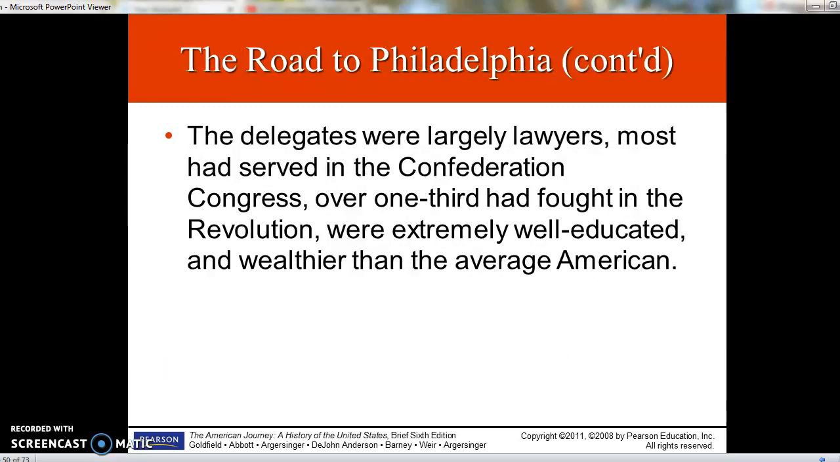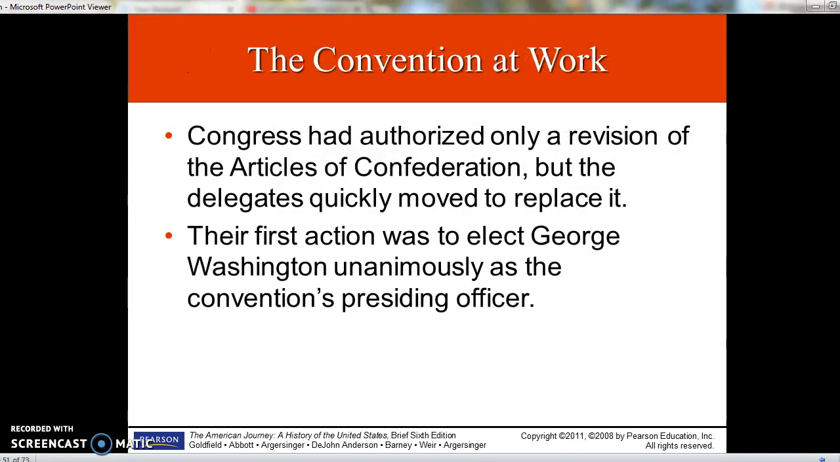Delegates are largely lawyers, super smart, extremely well educated. Most served in the Confederated Congress, so they have experience. One third had fought in the Revolution, so they are veterans of war. Okay, and they have a lot of money. The other thing that's not on here is they're young. We're not talking about teens, but about 30s, average age like 35. That's key because they're going to be around for 25, 30, 40 years helping us run the country. They're in it for the long haul.